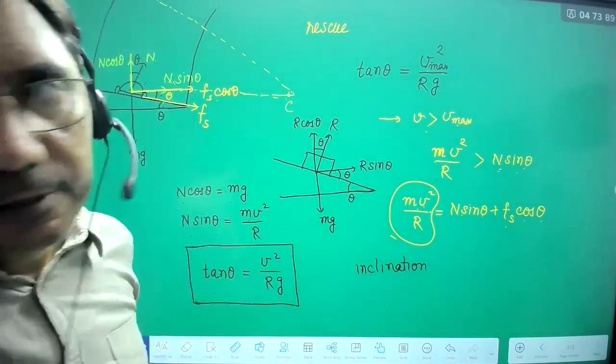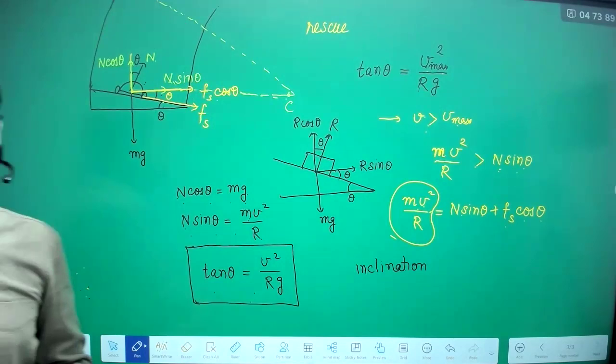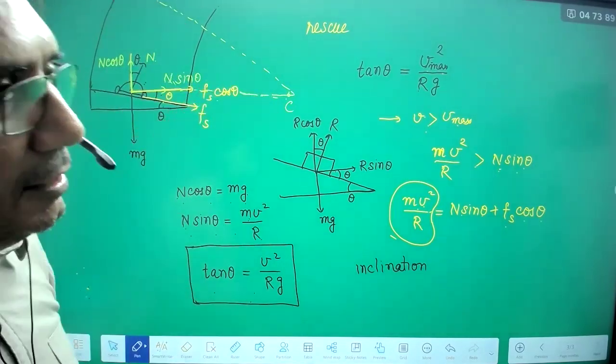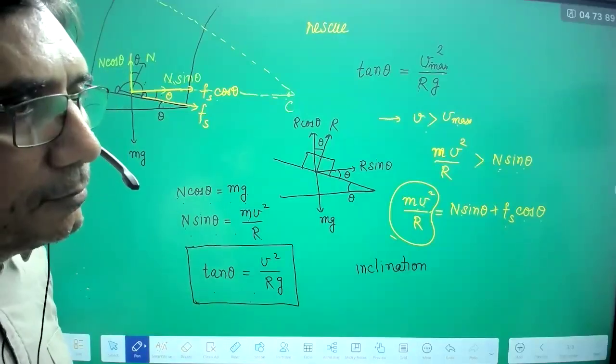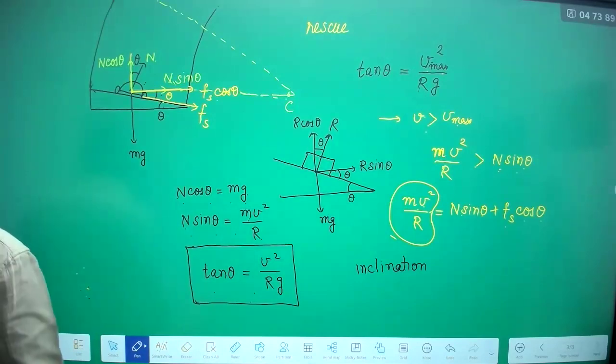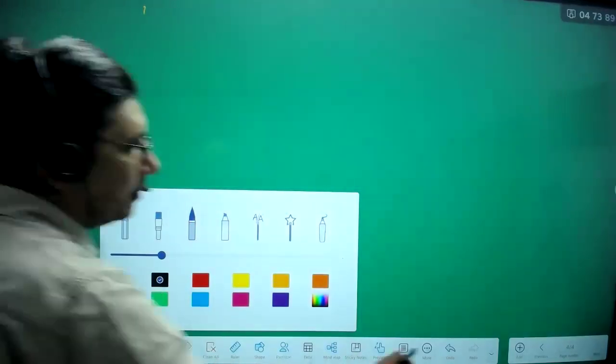Yes. This component of the normal force is totally artificial. This is an artificial centripetal force source you are creating by banking this road. So this is called banking of roads. Now, next, non-uniform circular motion. Next is non-uniform circular motion. Okay.